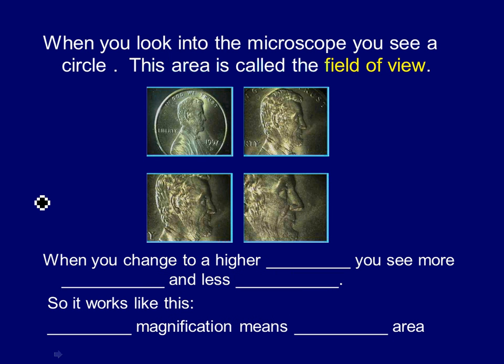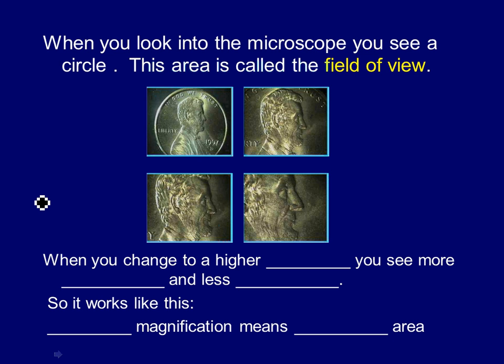If you've looked into a microscope, when you look down in there, what shape do you see? When you look into a microscope and you look down and you're looking at something in the microscope, what shape do you see? Yep. You see a circle, right? Have you ever done that before? You noticed that it's a circle? That circle has a name. That circle is called the field of view. That's the area that you can see, okay? Now, when you go to higher power, it's like you're zooming in on a little spot on that field of view. So things change a little bit when you zoom in to a higher magnification.